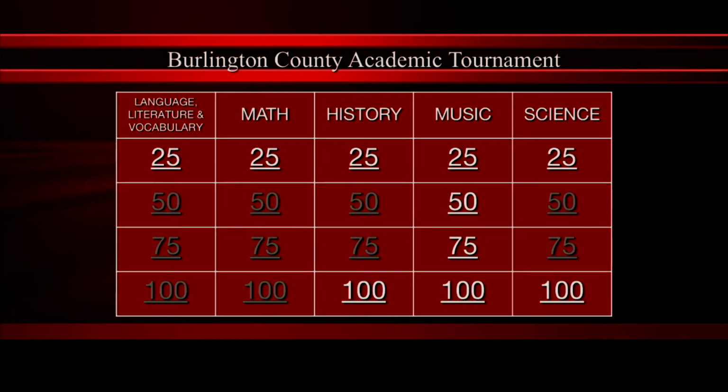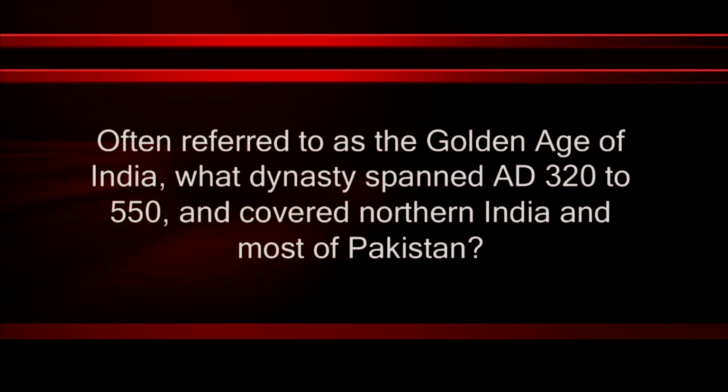All right, we're going to go with history for 100. History for 100. Often referred to as the Golden Age of India, what dynasty spanned AD 320 to 550 and covered northern India and most of Pakistan?